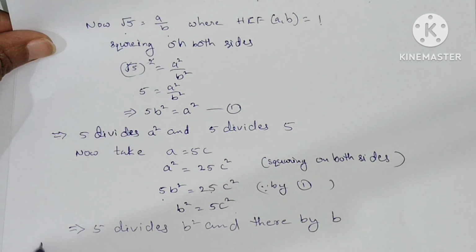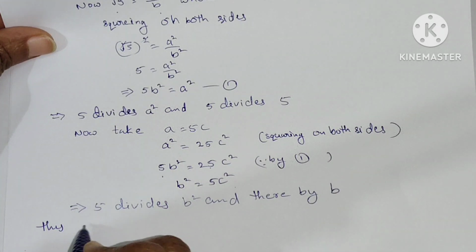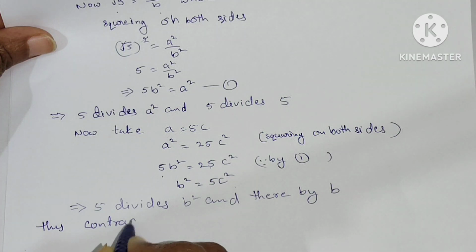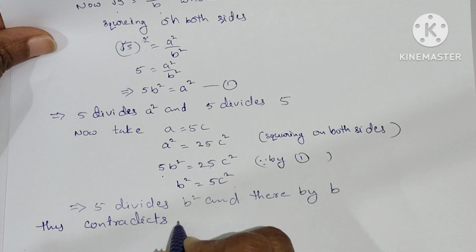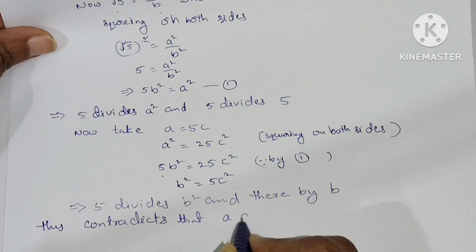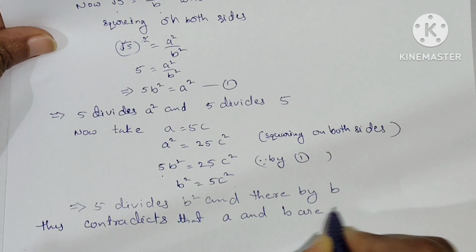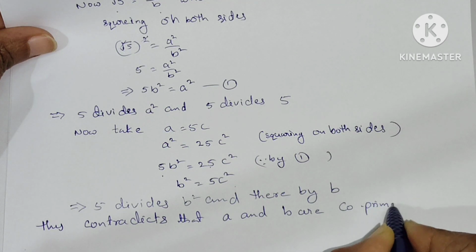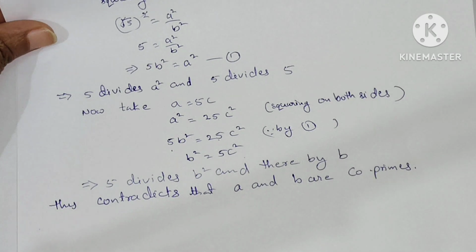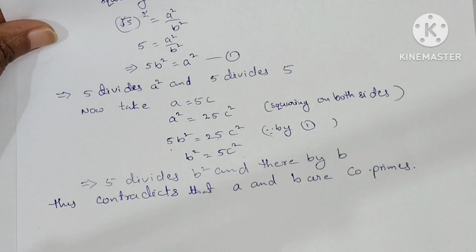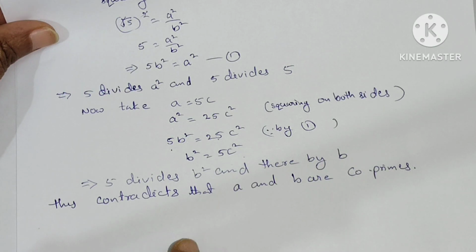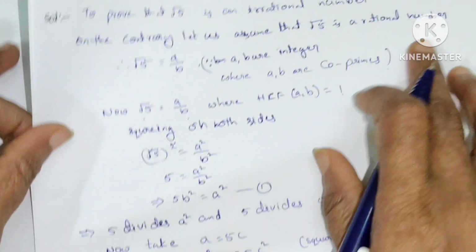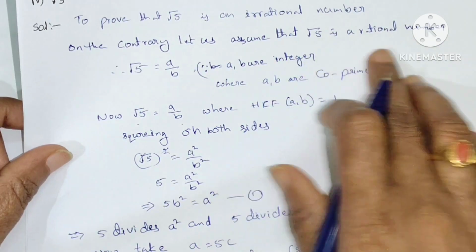This contradicts that a and b are co-primes. Already we know that a, b are co-primes. So the contradiction arises due to our assumption that root 5 is a rational number. So our assumption that root 5 is a rational number is wrong. Root 5 is an irrational number. So we write that.